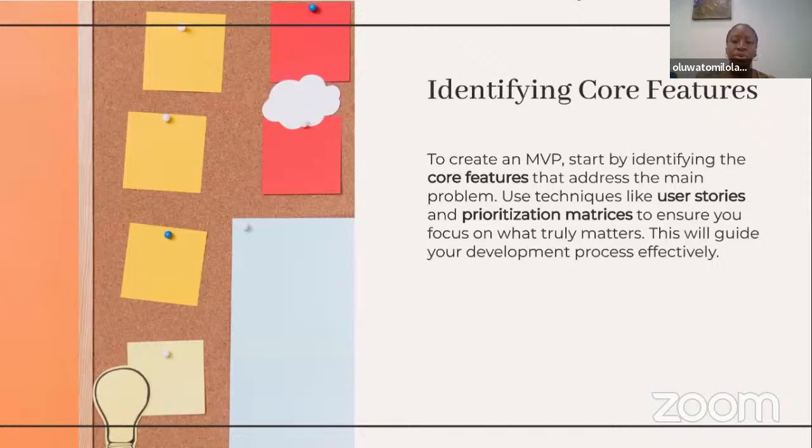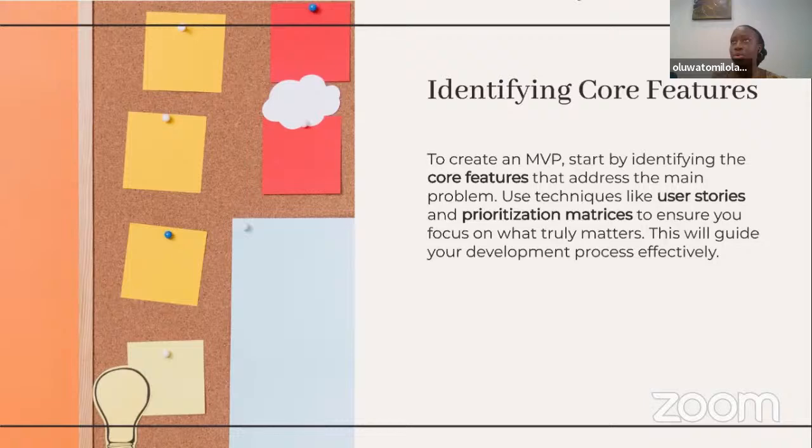To create an MVP, start by identifying the core features that address the main problem. You can have ideas, and maybe you're focusing on the wrong thing. For example, if I want to create a payment platform, the core feature there will be me being able to transfer money and also withdraw and all of that. If I was going to build a payment platform, I'll focus on making the transaction of transferring very easy. Then, like I said earlier, you can use techniques like user stories and prioritization matrices.